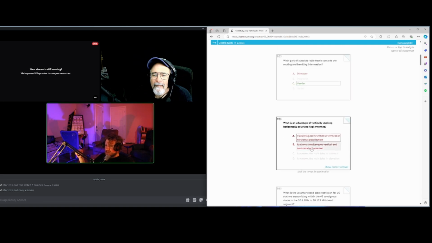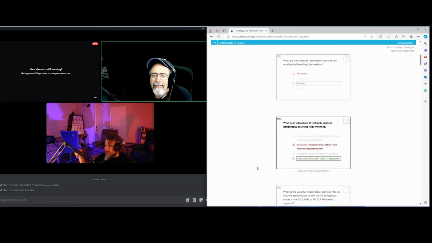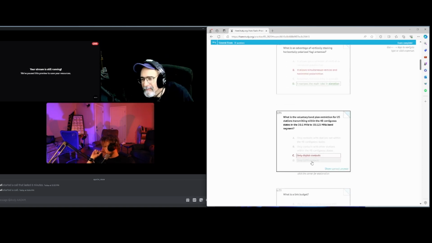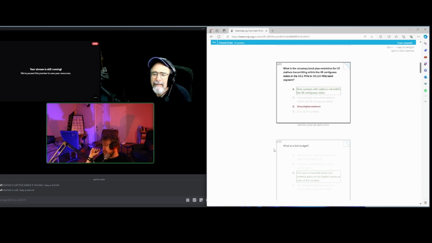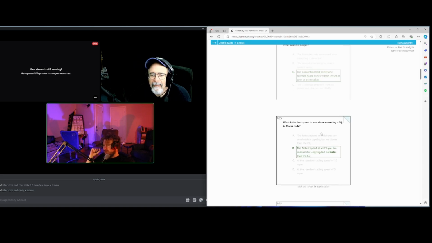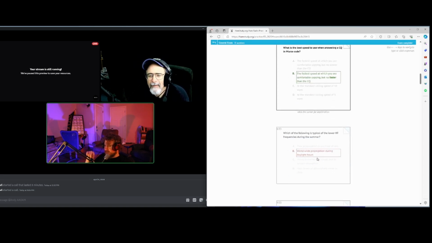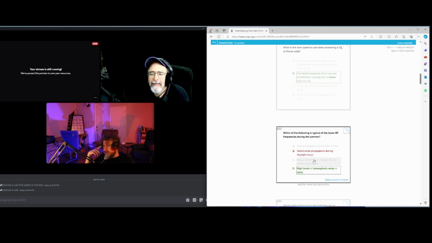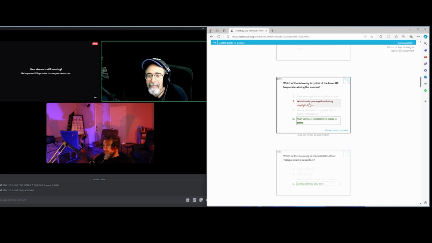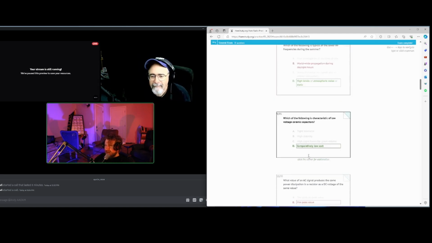What is an advantage of vertically stacking? It narrows the main lobe in elevation, so you get longer DX. Not within the 48. Okay. A link budget. I got the link budget one right. Oh, I got 2 in a row. What is the best speed? The common sense answer. That's what we were talking about. And atmospheric noise is a common sense answer too. Oh, I got that one.